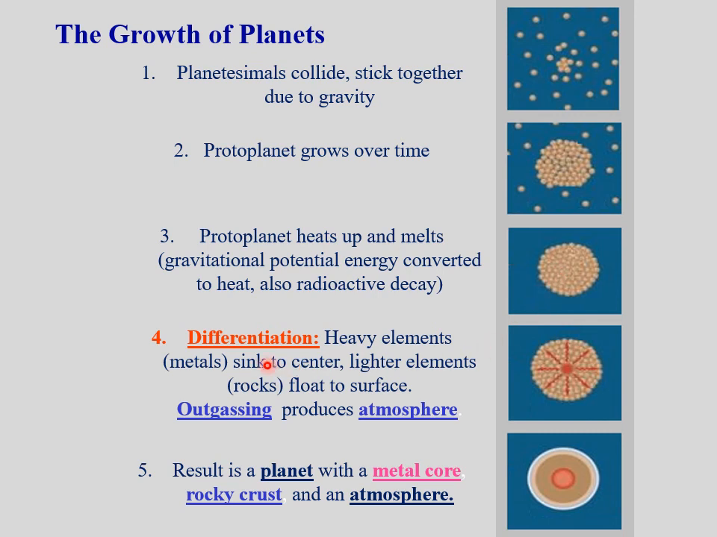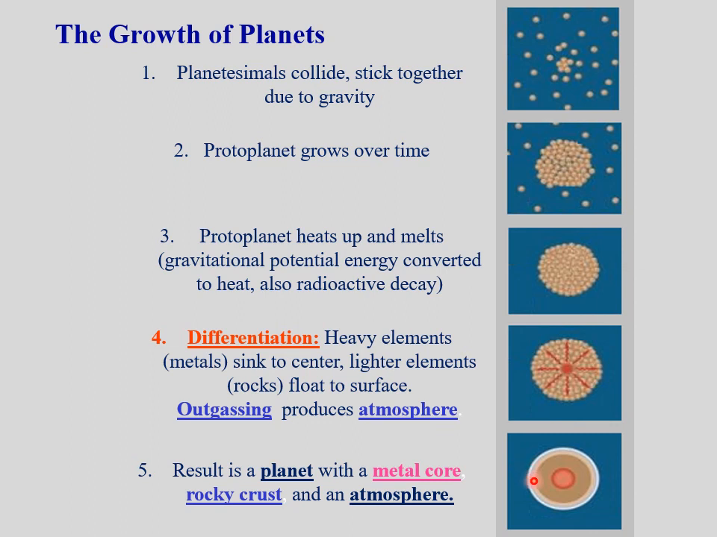And once it melts, a process called differentiation takes place, where heavier elements like metals sink down to the center to form a heavy, higher density metallic core of the planet, and the lighter elements, like some of the lighter rocks, float to the surface. Also, because this whole thing is heating up and melting, it's like molten magma. There is gas that outgasses from the rocks, and that gas bubbles up to the surface and is held to the planet by its gravity, and this creates the planet's first atmosphere.